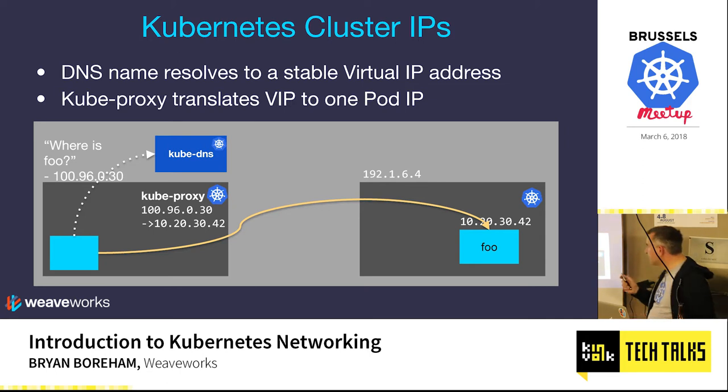Okay. So how does it do round robin? So basically what happens, if there is more than one of these endpoints, then it will put in rules such that the Linux kernel netfilter will pick one of the endpoints at random.